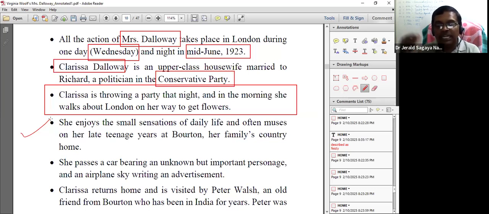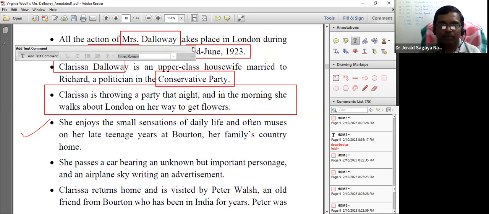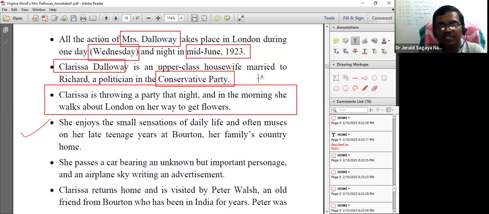What is the name of the flower shop? Make a note of it. I'm going to put both these things for you. St. James Park. She is walking through St. James Park and her destination is Mulberry's flower shop.